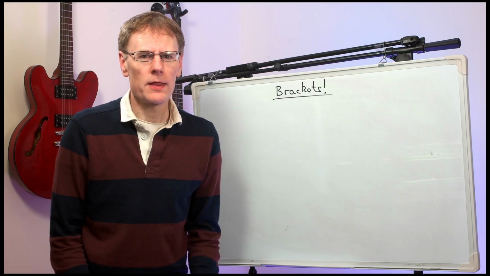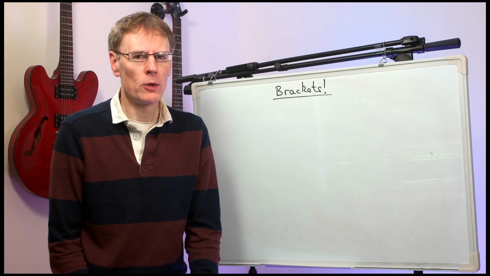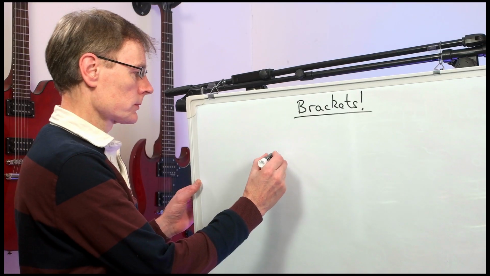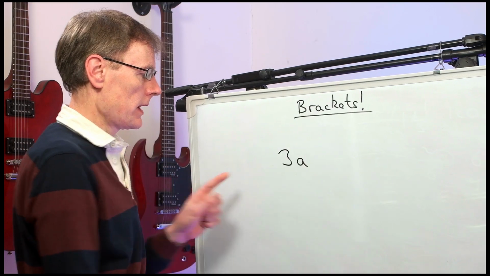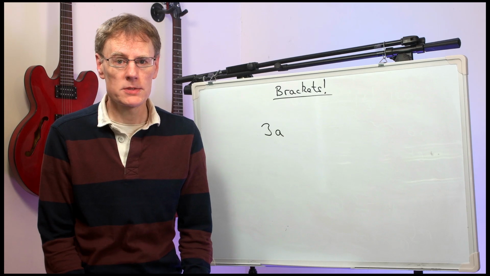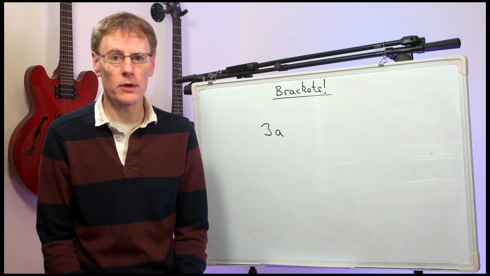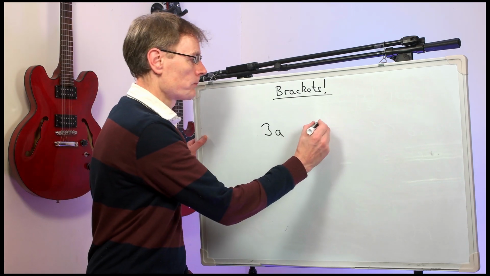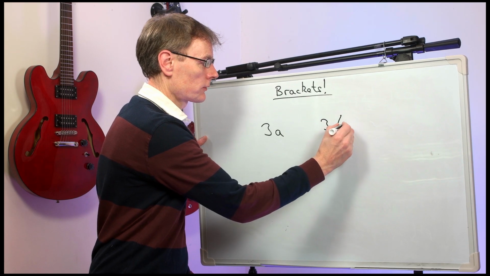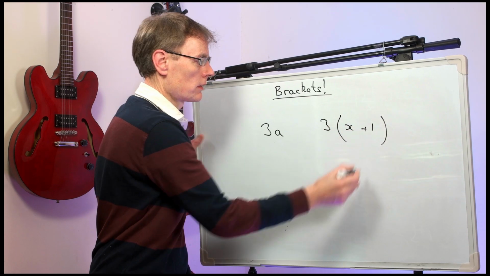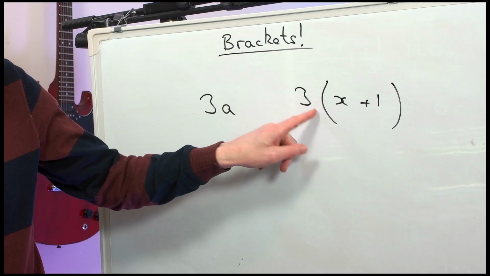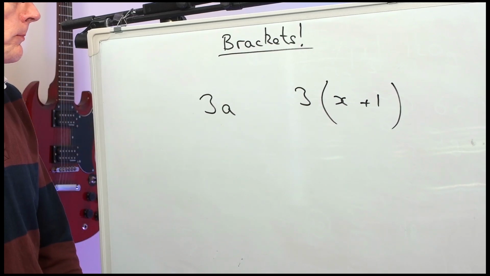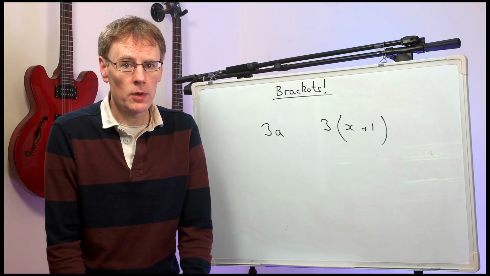Brackets mean multiplying. No, they don't. Brackets group things together. Brackets do not mean multiplying. 3a means 3 times a. You just leave out the times sign. So if you have 3 brackets x plus 1, that means 3 times x plus 1. But you don't have to multiply it out all the time.